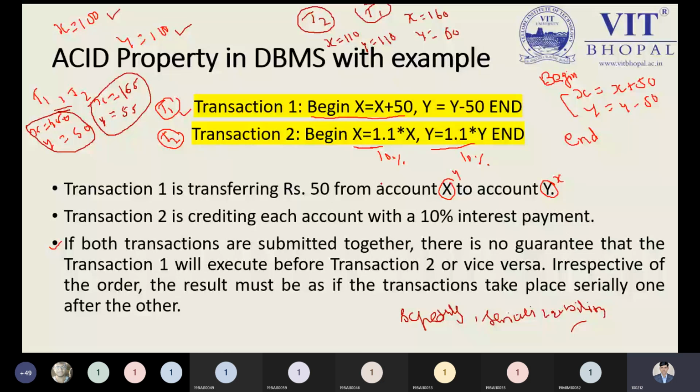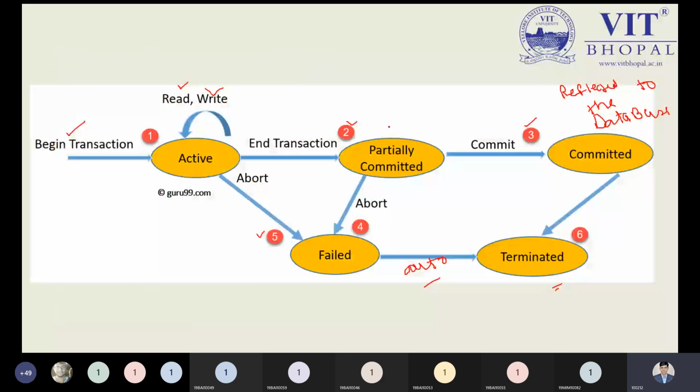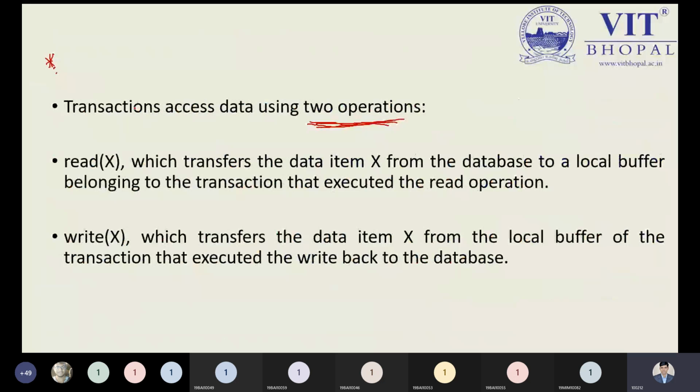Now the most interesting point, so again I'm just putting a star to keep in mind two operations. As I told you in my lecture, and I'm saying it again, a transaction requires two different operations, read and write. So the same thing we have over here: a transaction accesses data using two different operations, those are read and write.